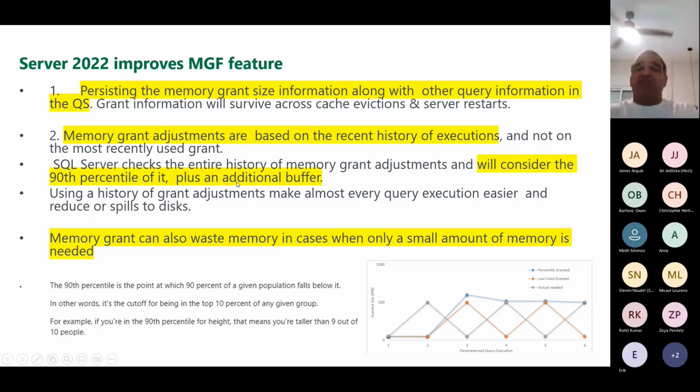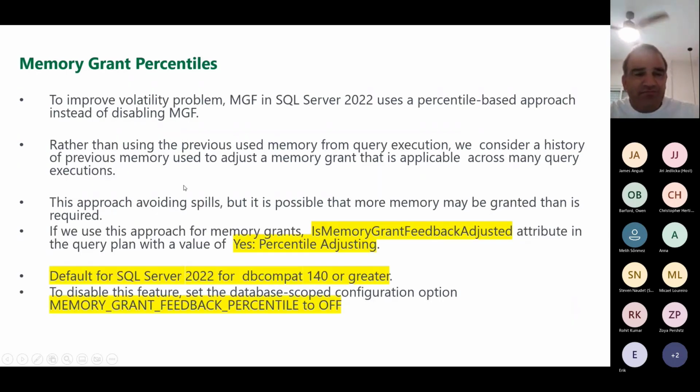But know that it can also waste memory in the case when only a small amount of memory is needed. We'll see it. So in case we use the percentile grant, you can see that the slope of memory is like this, more moderate. So the approach avoids spills. If we use the percentile, the IsMemoryGrantFeedbackAdjusted attribute will have the value of YesPercentileAdjusting, as in the demo. This is the default for SQL Server 2022 at compatibility level 140. If you want to disable the percentile, we should use MEMORY_GRANT_FEEDBACK_PERCENTILE set to OFF.